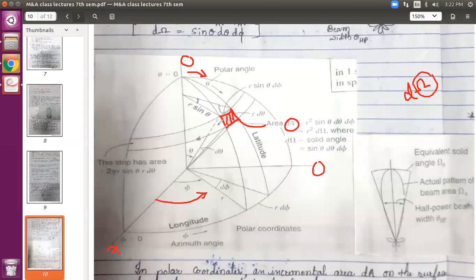Now, how to get this area? Here it is directly written as r square sine theta d theta d phi. How did we get that? That we will see.